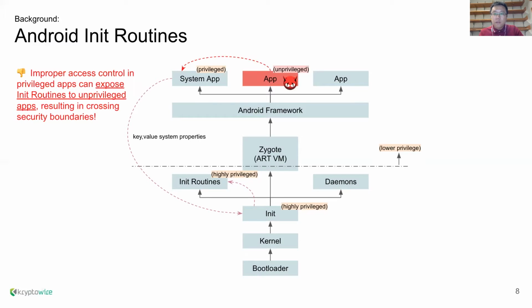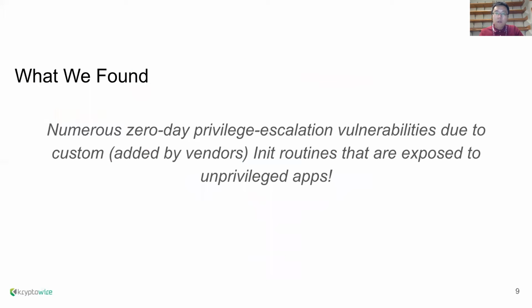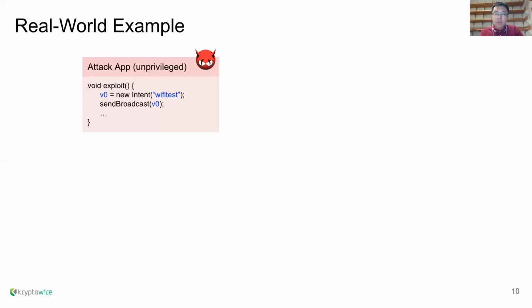However, if the system apps have improper access control, this can expose init routines to unprivileged apps, resulting in crossing security boundaries. As Android init is highly privileged, this would usually cause serious security issues. We have found numerous zero-day privilege escalation vulnerabilities due to custom init routines that are exposed to unprivileged apps. Let me show you a real example detected by our system.